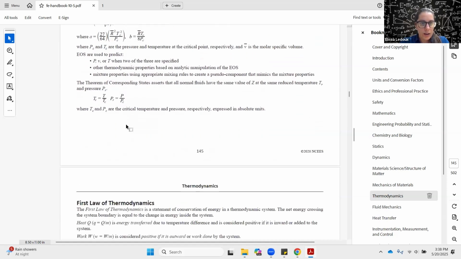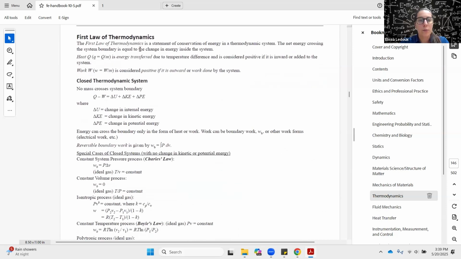Okay, first law of thermodynamics. So this is about conservation of energy in a thermodynamic system. The heat is the energy due to temperature difference, and the work is positive if it's work done by the system on something else.